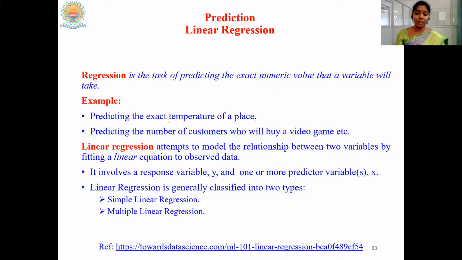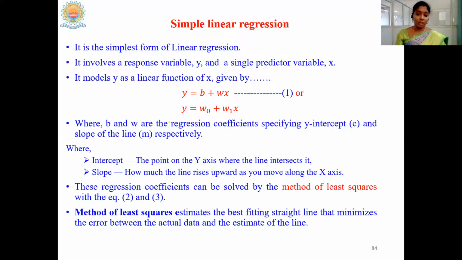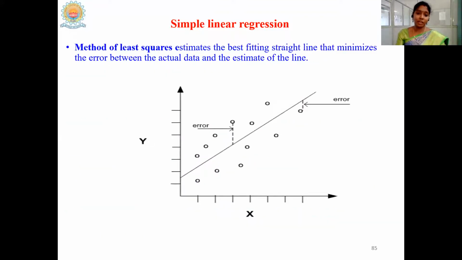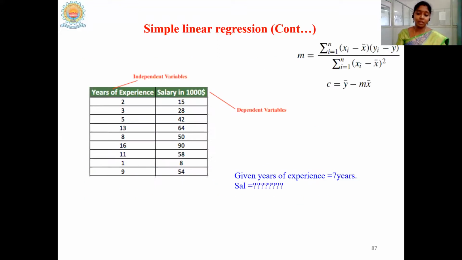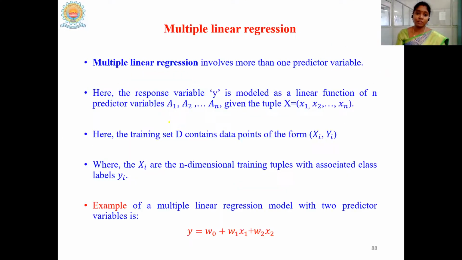So as we have seen yesterday, we have the simple linear regression and multiple linear regression, and here are the model equations. Based on the method of least squares, we can select the best fitting line, which minimizes the error, which is nothing but the distance between the point and the line. Here we have equations for the regression coefficients for simple linear regression, and based on that we can calculate the predicted value, the future value for a given x. In this case, we can calculate the salary for a given x value of 7 years.